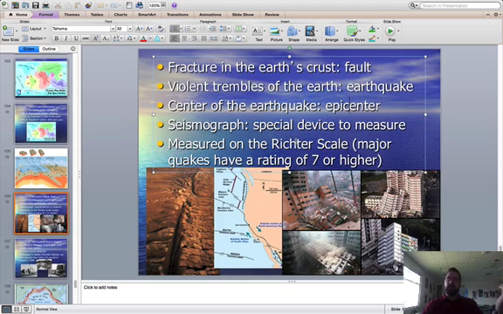Of course, what we saw in Italy was about a 6.2. So even though it's below a 7, it was still very damaging because the epicenter was closer to the surface of the crust. And then here, of course, you can see the San Andreas fault line.